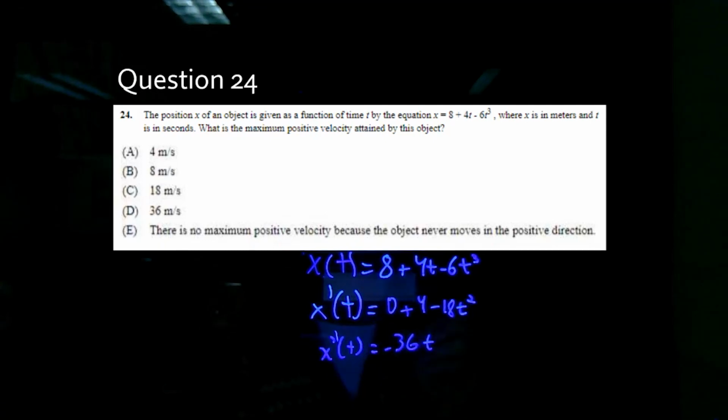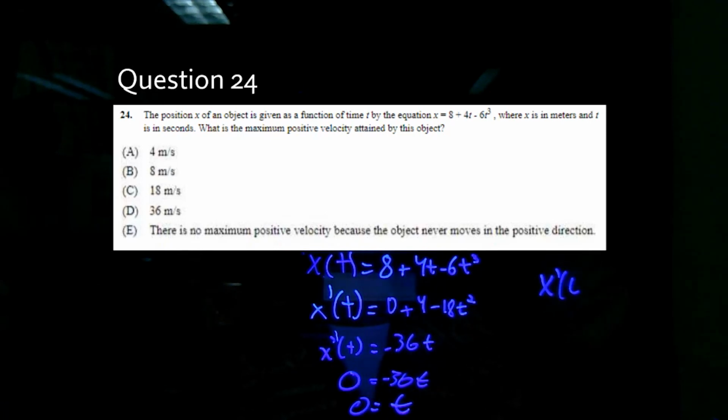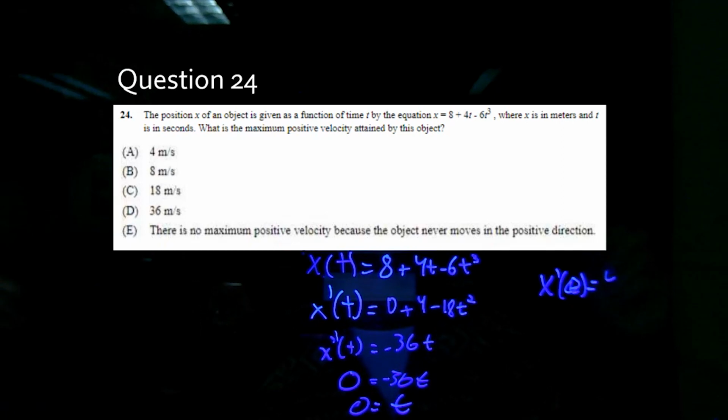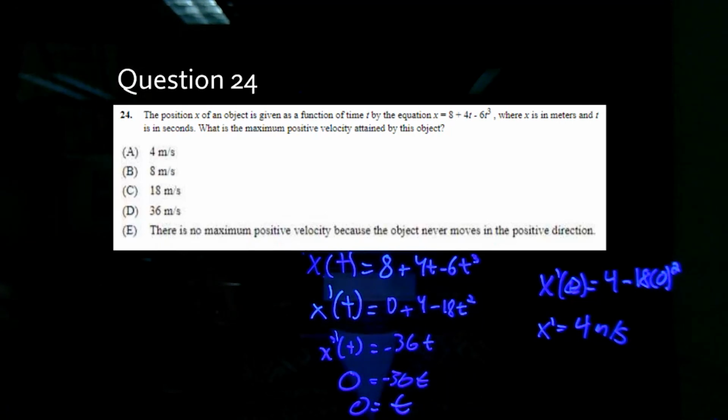x double prime is equal to -36t. And setting that equal to 0, we find that t equals 0. So that means that at t equals 0, x prime of t is at a critical value, so either a maximum or a minimum. Plugging that in, that means that the maximum velocity of the function equals 4 meters per second, and so our answer is A.